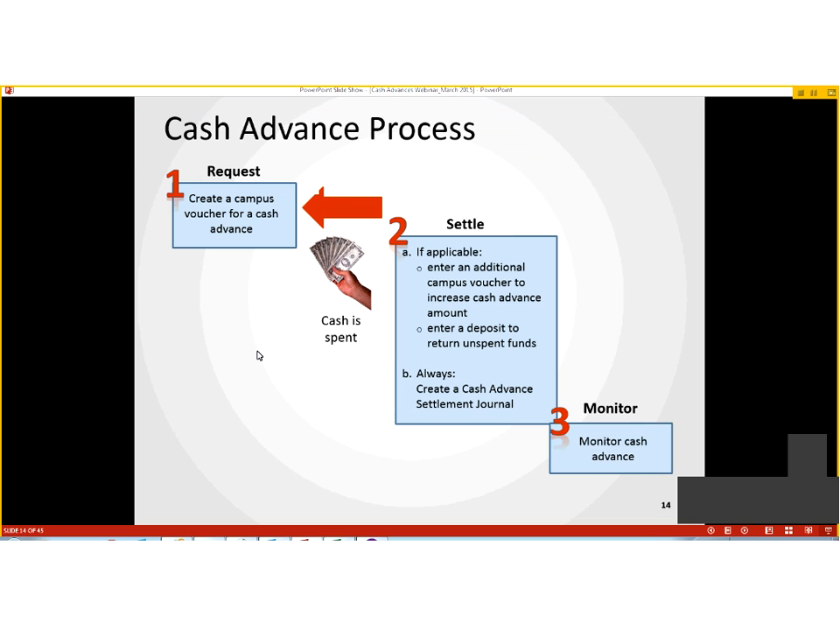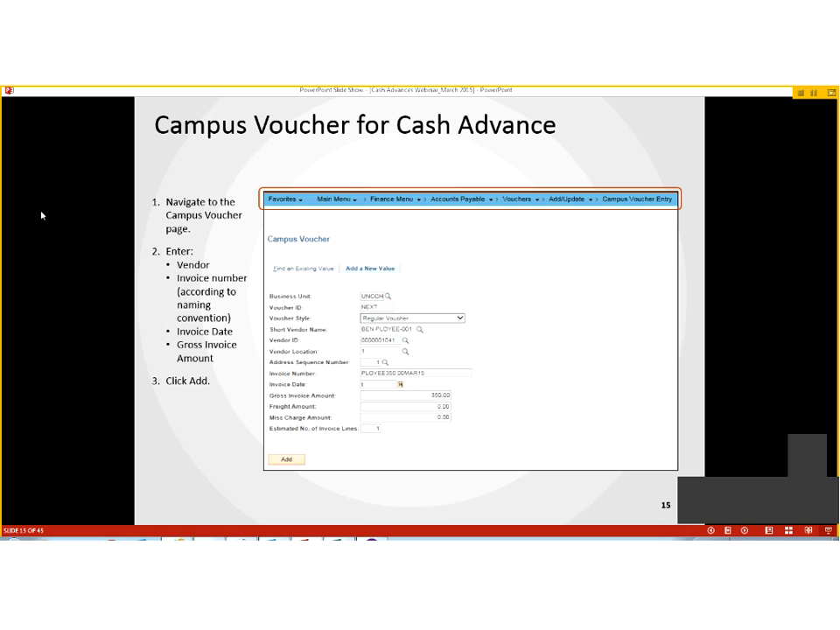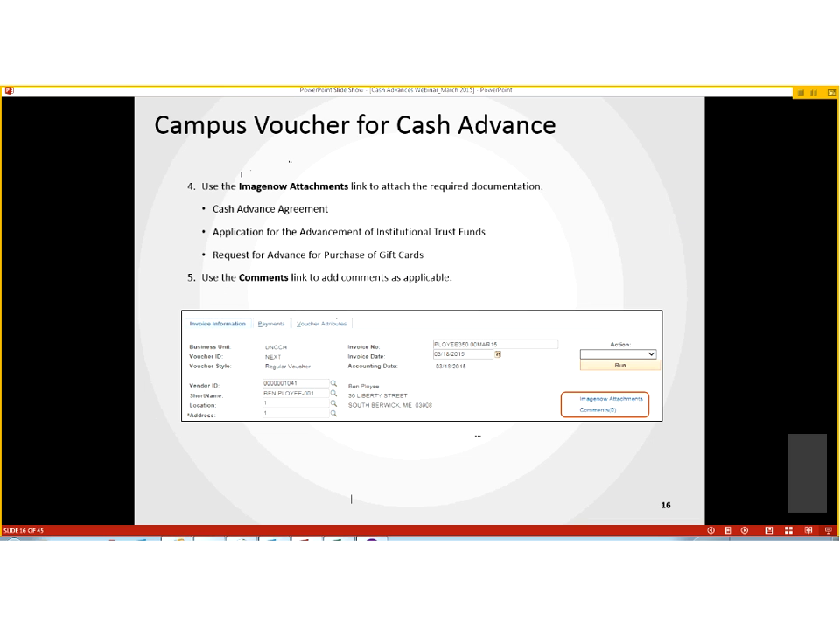All right. So let's move on now and take a look at how you would enter a campus voucher when doing a cash advance request. So basically here, you would navigate to the campus voucher entry page, and here I've done that. The key fields you would enter are the vendor, so that's the person receiving the cash advance, the invoice number. So here's an example of what I was talking about with the naming convention for the invoice number. It's the person's last name, the amount of the advance, and then the 3-letter abbreviation for the month and the 2 digits for the year. Then you put in today's date, and then the gross amount would be the amount of the advance. You click Add, and then this brings you to the invoice information page of the campus voucher, and you can see that those fields have defaulted.